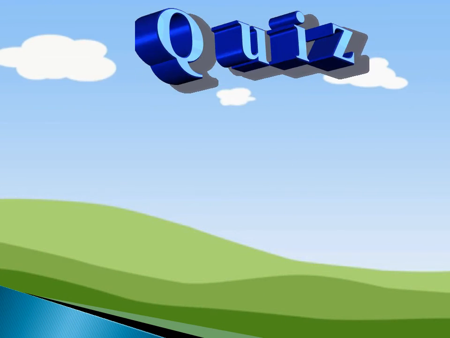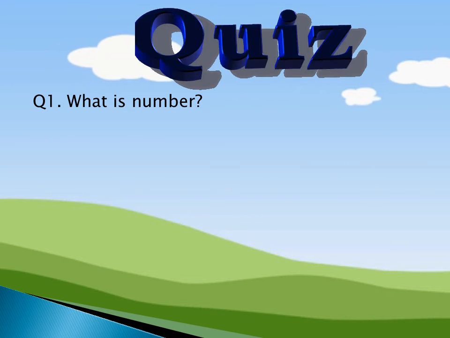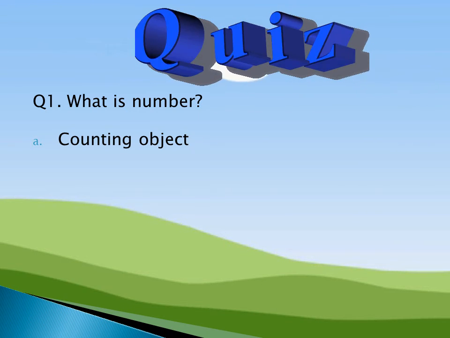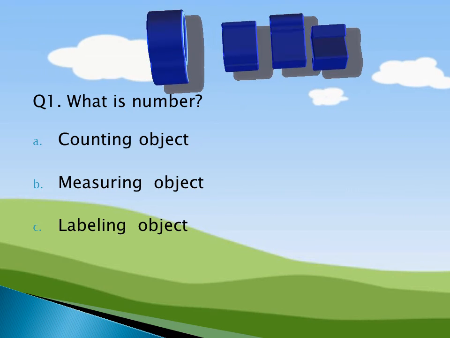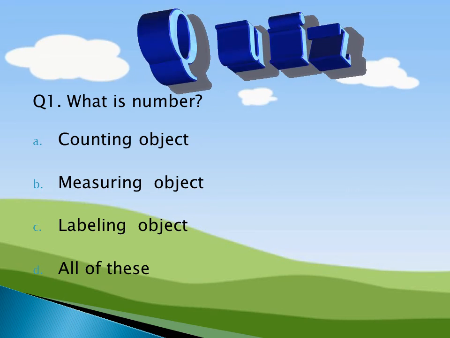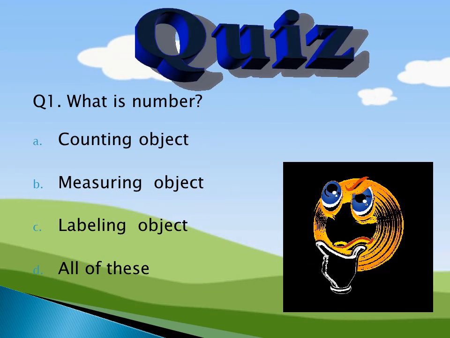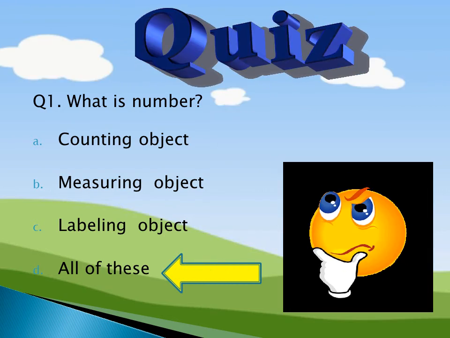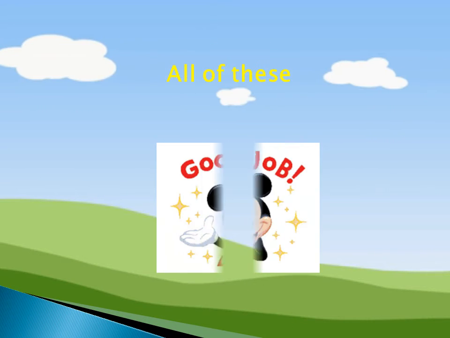Quiz time. Question 1: what is a number? Options are counting object, measuring object, labeling object, all of these. Yes, you are right. All of these. Good job.